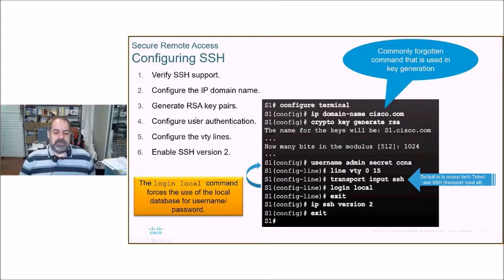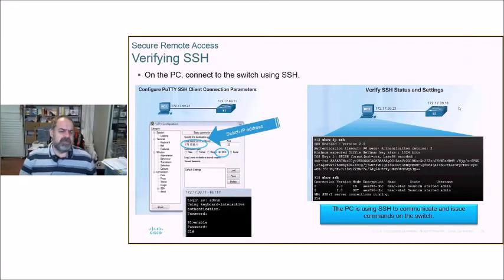You should also configure the VTY lines to actually use only SSH. If you don't do that command, it's actually transport input all, and so we'll accept anything. So if you type in telnet, it will work. If you want to stop using telnet, which is a good idea, you do transport input SSH, and that's the only one that it will use. Version 2 of SSH is more secure than version 1. There are some flaws in version 1. I don't think version 2 is perfect, but it's better.